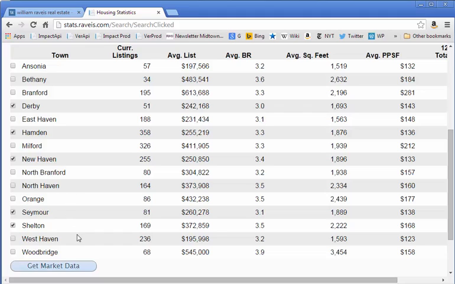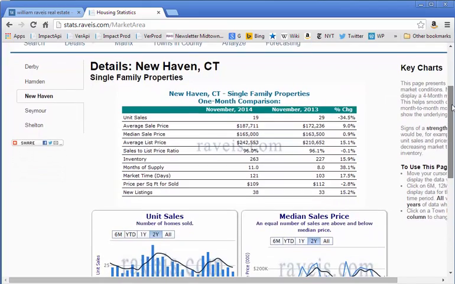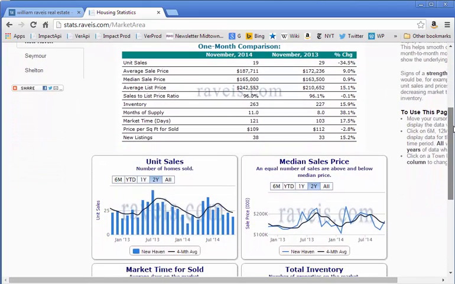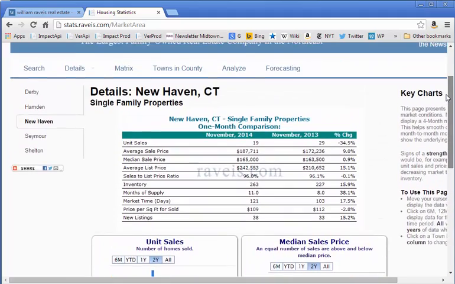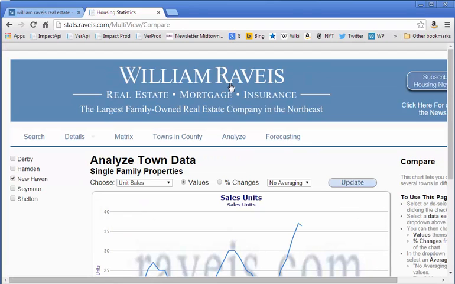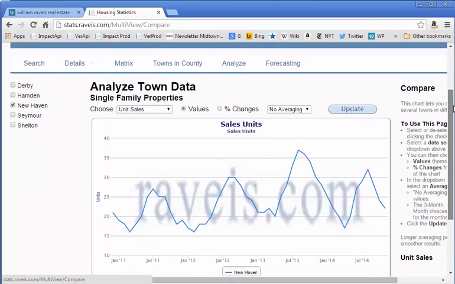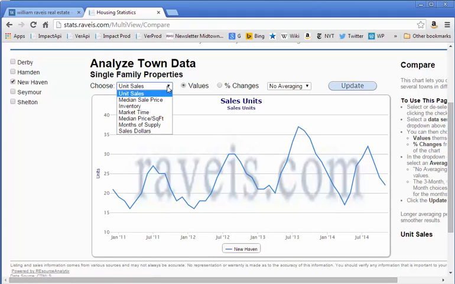You can select up to 8 towns here, and once you've selected them, click on Get Market Data. This brings you to the standard overview page that gives a matrix of current statistics, as well as several key charts: unit sales, median sale price, market time, and inventory. But for purposes of today's demo, where we want to compare, we're going to click on the Analyze button. And this brings us to a chart where we have a number of choices of statistics to compare, and we can compare multiple towns at the same time.